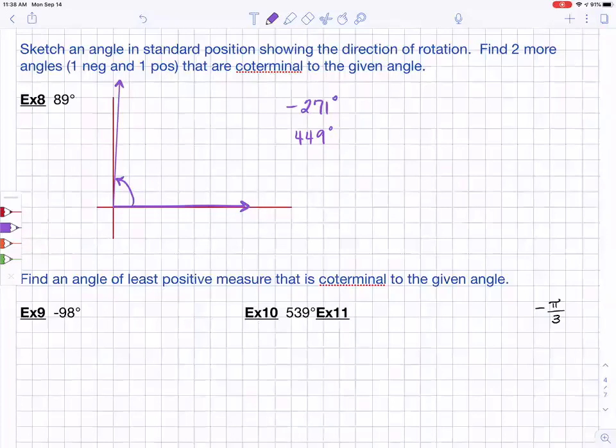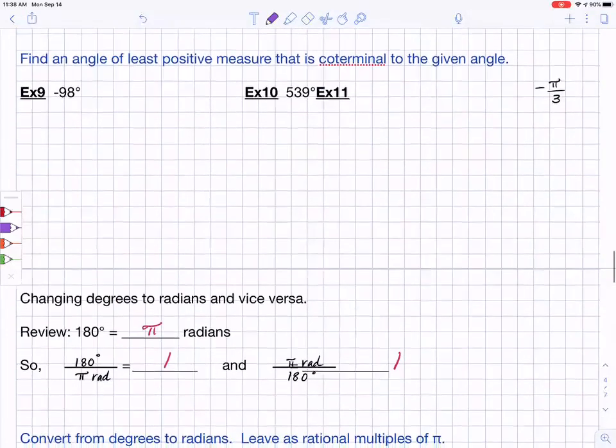Now, I never said that these angles were all equal to each other. I just said they're coterminal. They all stop in the same place. If I drew all three of those angles, they would look exactly the same. The only thing that would look different is the direction of rotation. Okay. All right. Next, number 9. Sorry about that. 10 and 11 kind of got squished together, but we'll get there.